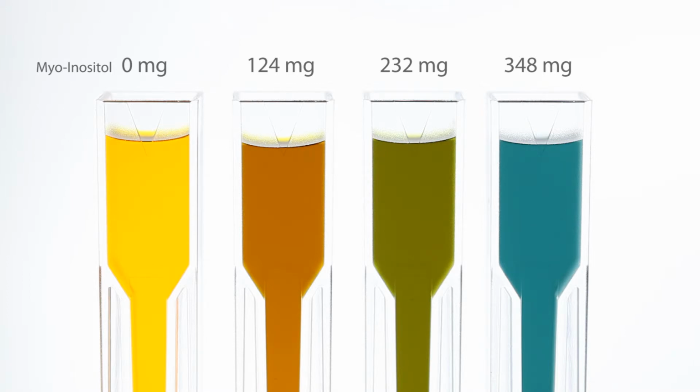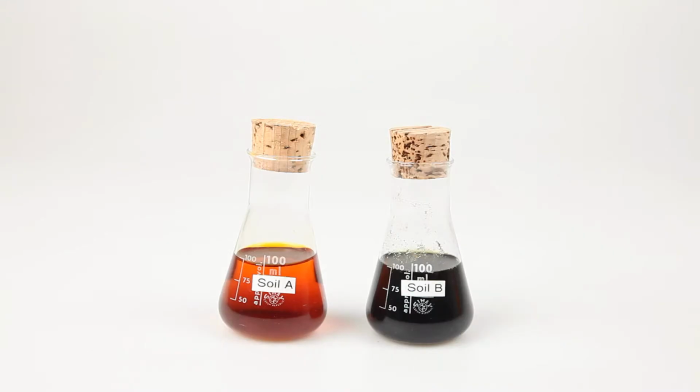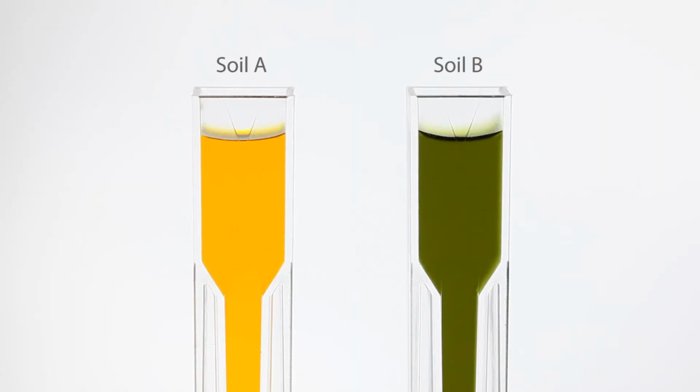Here, the calibration series can be seen with colors ranging from orange to green and blue. It is clearly visible that the sandy soil produced less blue chromium cations than the humus-rich soil.